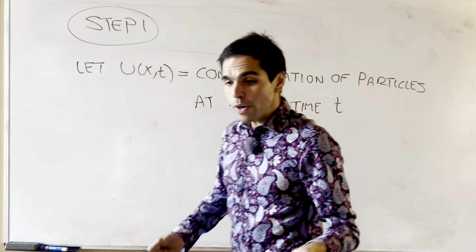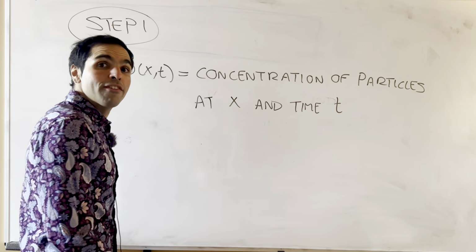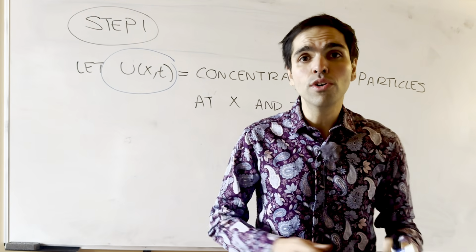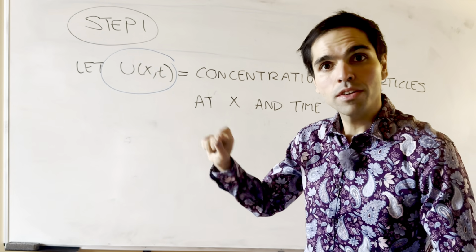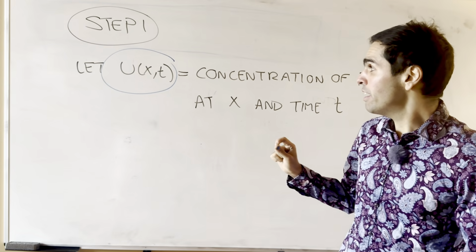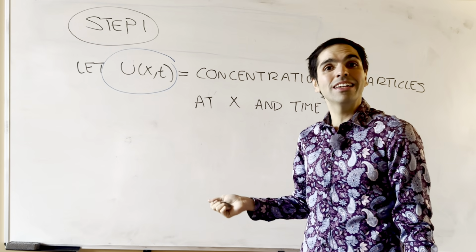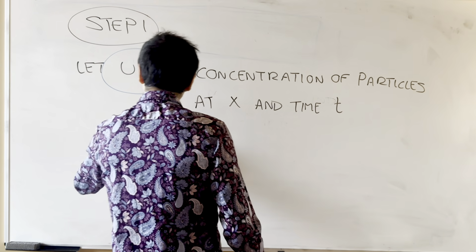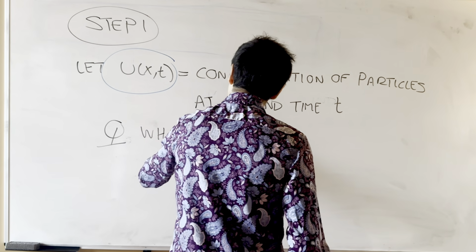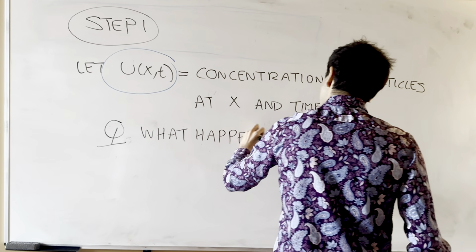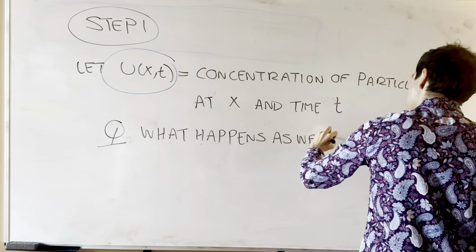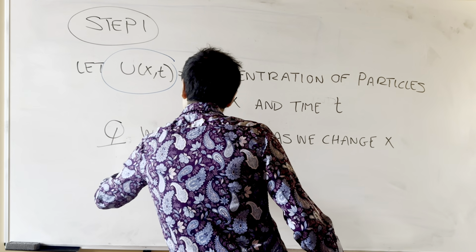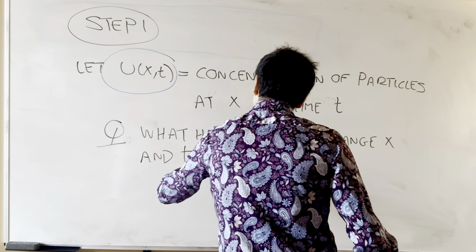And really, what we want to figure out in order to derive the equation is what happens if you change x a little bit. So if you move a little bit to the left and to the right, and also change time a little bit. Like think increasing by a millisecond. So question, what happens as we change x and t a tiny bit?